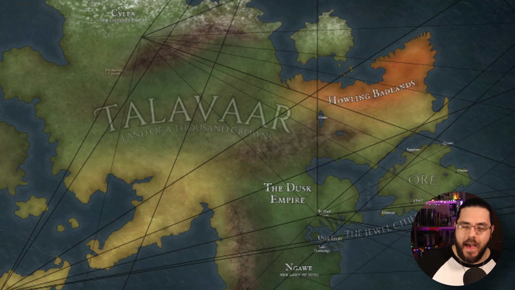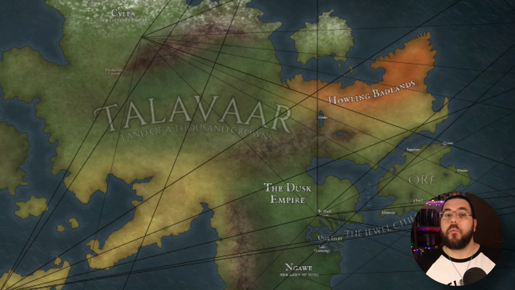So the Dusk Empire, which was up until very recently in my campaign ruled by the Subjugator, a powerful spellcaster who believed that a great evil was coming to destroy the earth, and only through a united Talavar could it be stopped, swept across the continent, dominating everything before him. Up until this point, I had no idea what his actual goal was or what he was trying to stop.